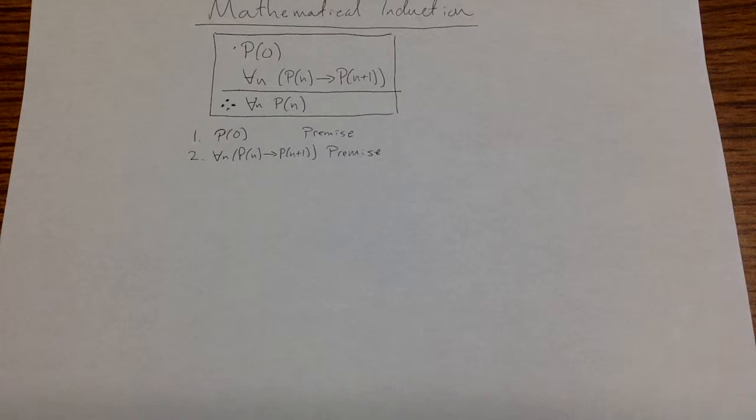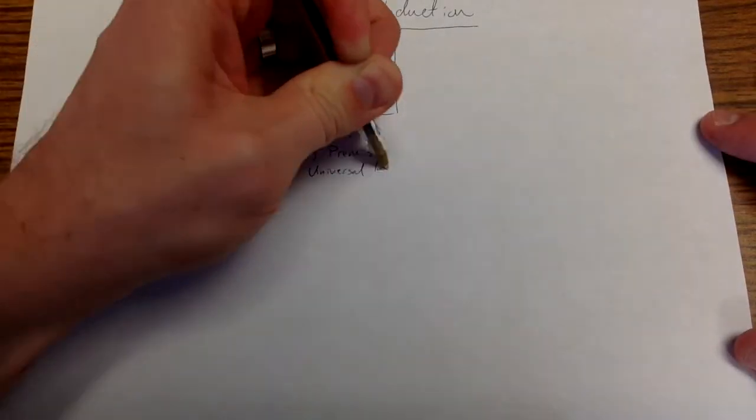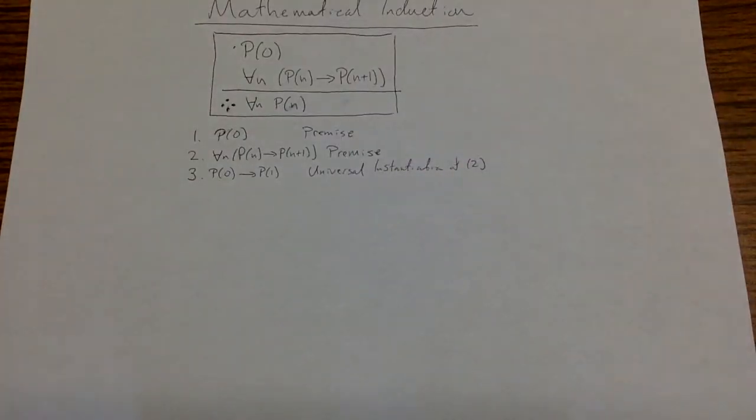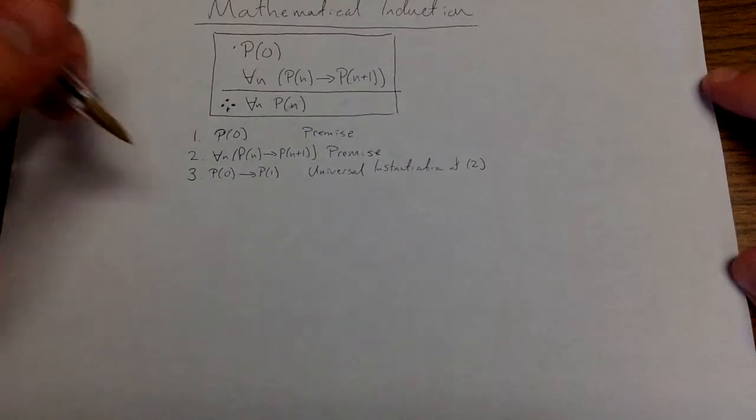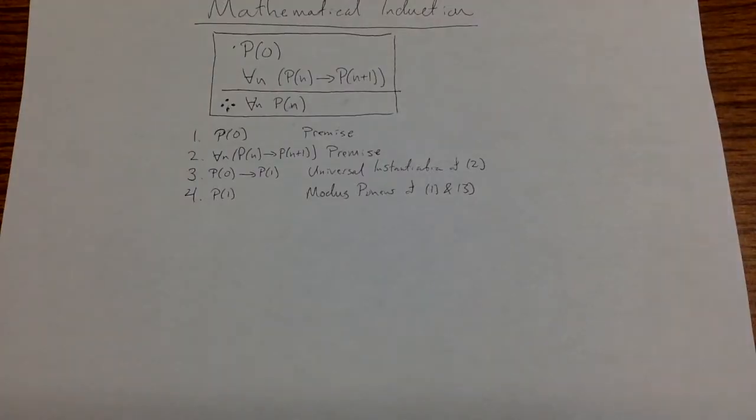The reason I need to do this is that I need to use universal instantiation. So for instance, I can say P(0) implies P(1) by universal instantiation. And if P(0) is true and P(0) implies P(1), by modus ponens we have P(1). So modus ponens gives me that P(1) is true, and I can instantiate again to say that P(1) implies P(2).